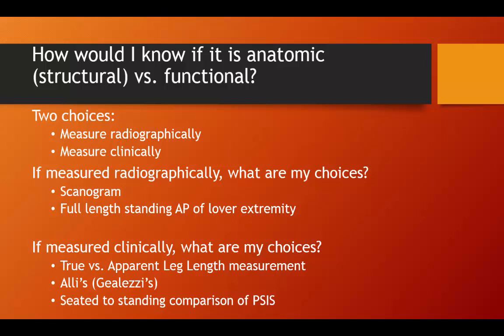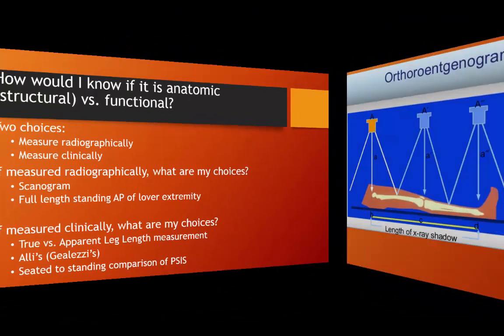So how do I know if it's anatomical versus functional? Well, there are two choices, one radiographic and the other clinical. If measured radiographically, choices include a scanogram or a full-length A to P of the lower extremity. If measured clinically, choices include a true versus apparent leg length measurement and the Alley's or Galeazzi's test.